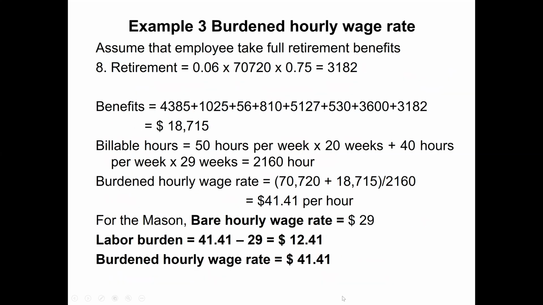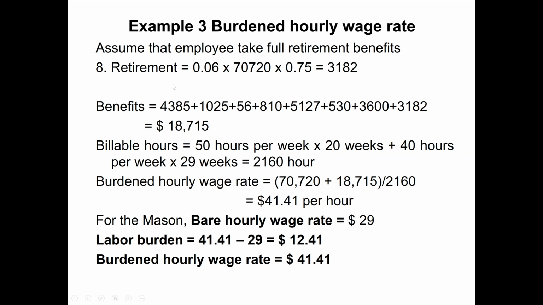Next, the retirement benefit: how much was the company paying? The company share was 0.75. For every $1 contributed by the employee, the company will contribute $0.75 on 6% of the employee wages. So 6% means 6 divided by 100, so 0.06 times wages of 70,720, and the company share was 0.75. So the company pays towards his retirement annually $3,182.